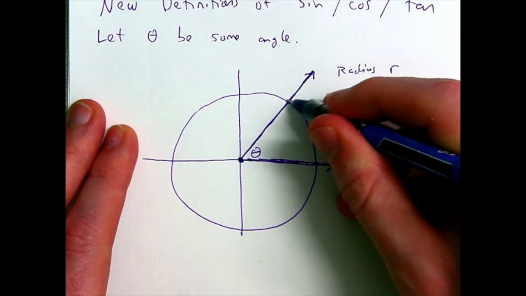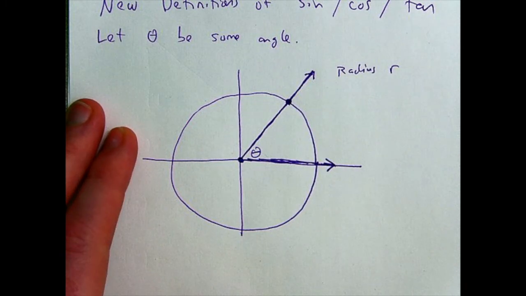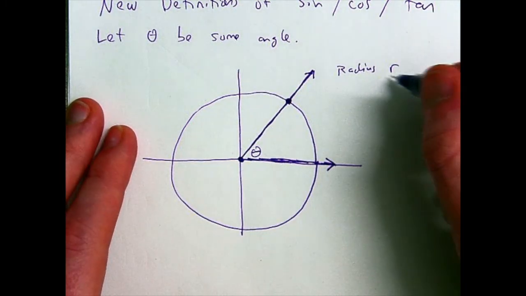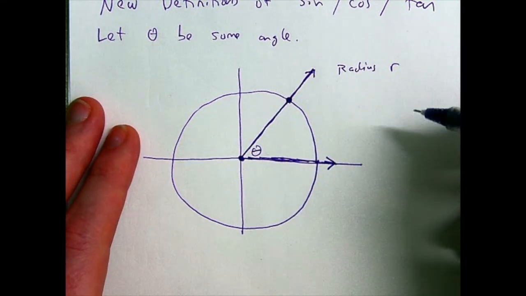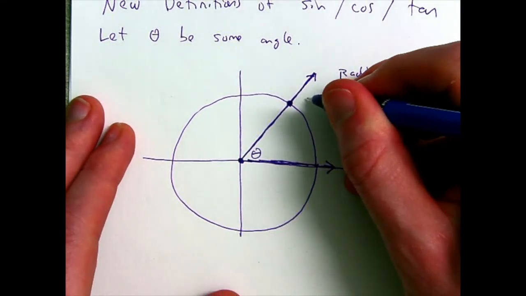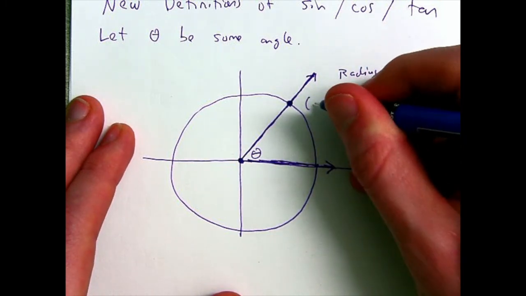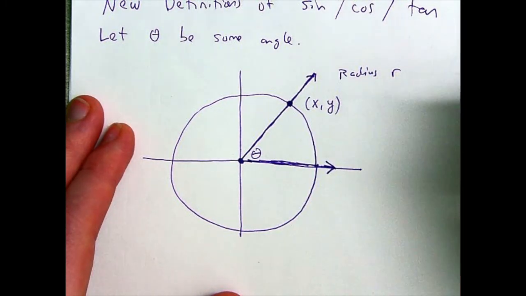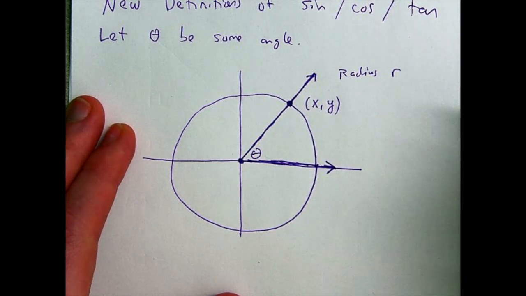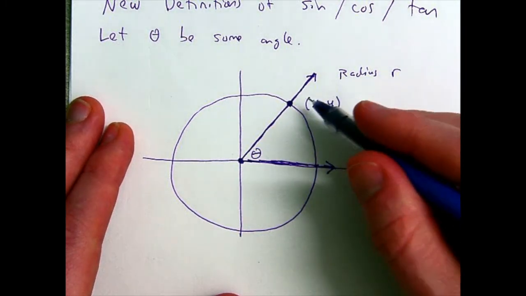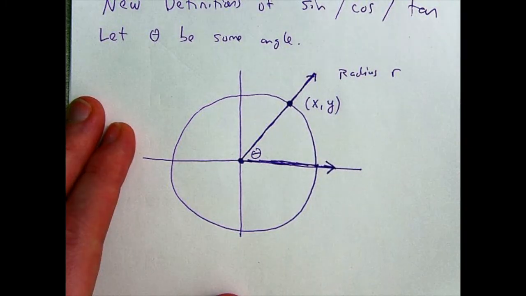So let's suppose that my angle is something like this. Maybe it's like 50 degrees or something like that. So there's my angle theta. Now what we do is we draw a circle centered at the origin of radius r. So I'm going to construct a circle centered at the origin, and this circle has radius r, let's suppose.